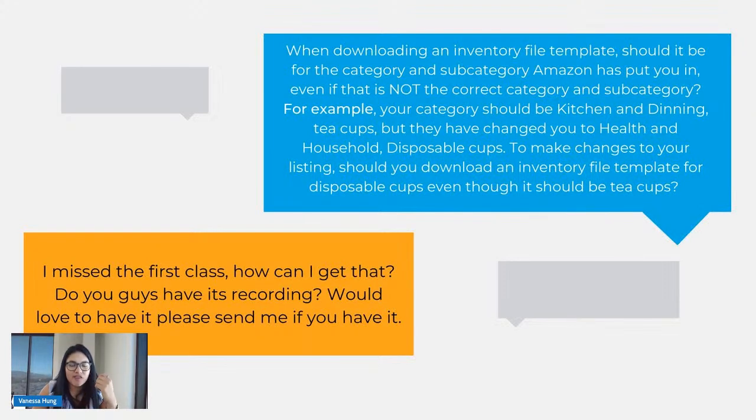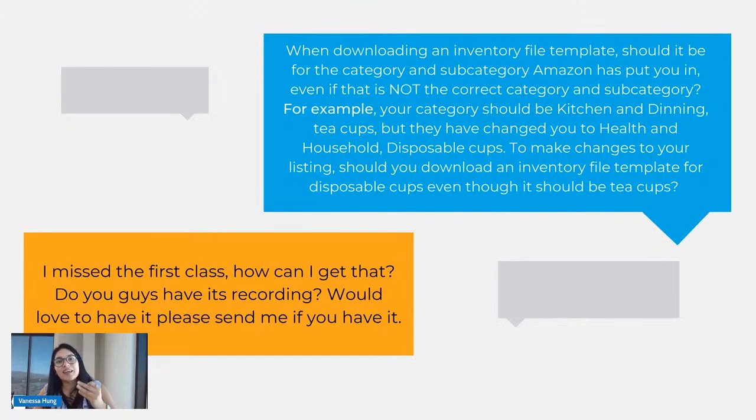When downloading my inventory file template, should it be for the category and subcategory Amazon has put in, even if it's not the correct category and subcategory? Amazing question, love it. For example, your category should be kitchen and dining, teacups, but they changed it to health and household, disposable cups. To make changes to your listing, should you download an inventory file template for disposable cups, even though it should be teacups? Amazing question. Two things here. Let's talk first about category.